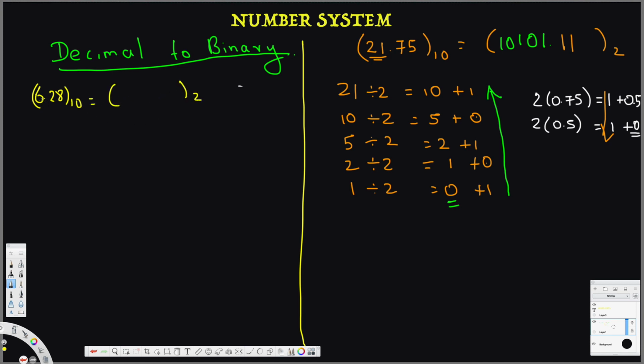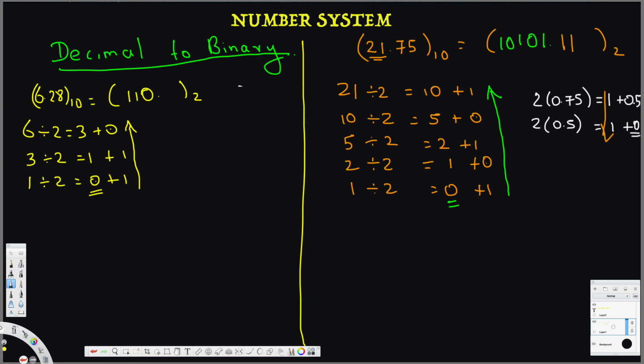Now again, for the whole number we do as this. We divide this one by 2 until we get 0. 6 divided by 2, that's 3, remainder of 0. And then 3 divided by 2, we will get 1 and the remainder of 1. And then 1 divided by 2, we will get 0 and a remainder of 1. When we get 0 right here, we stop right there, going from bottom to top. That is 110.